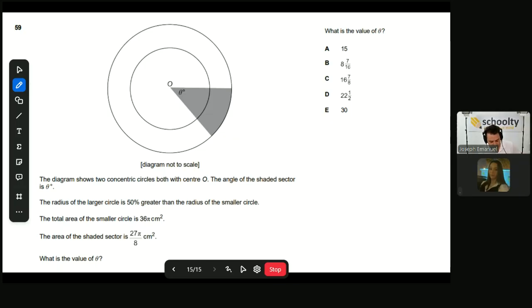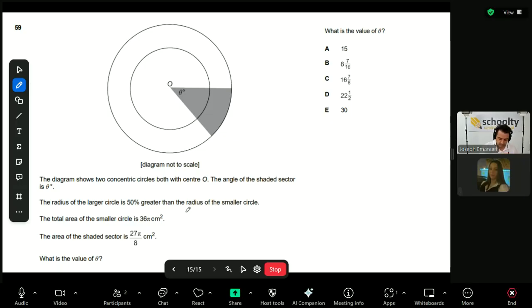The diagram shows two concentric circles, both with center O. The angle of the shaded sector is theta. The radius of the larger circle is 50% greater than the radius of the smaller, like 1.5 times. The total area of the two circles is 36 pi centimeters square. So actually, if it's 36 pi, it's like 6 square pi.